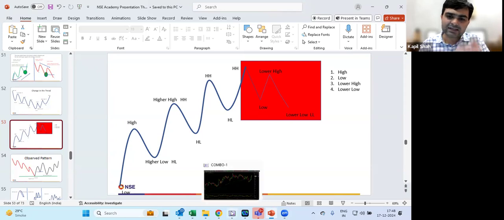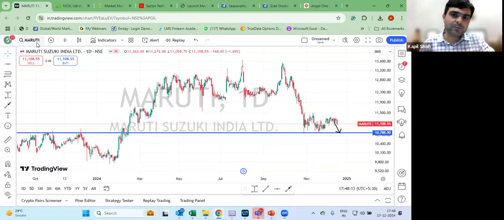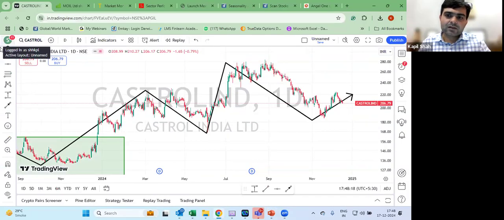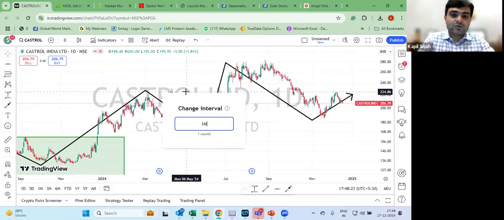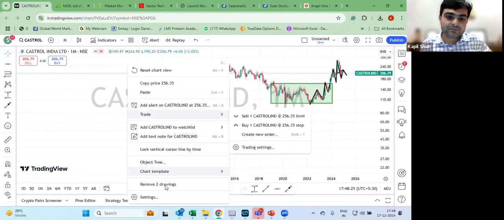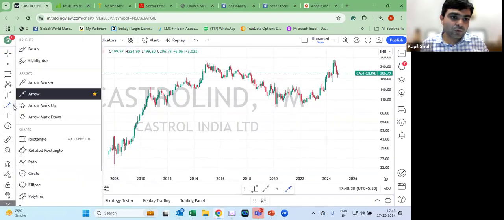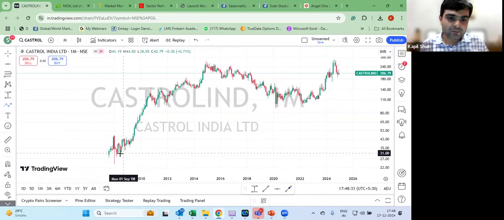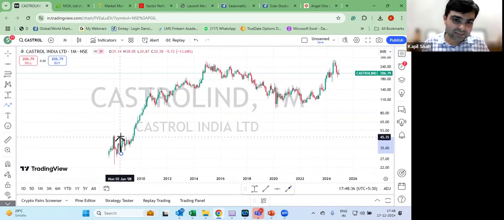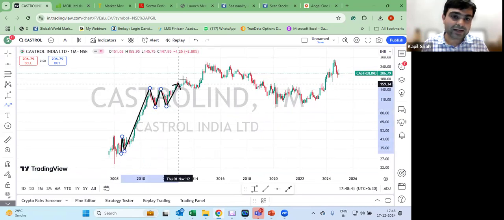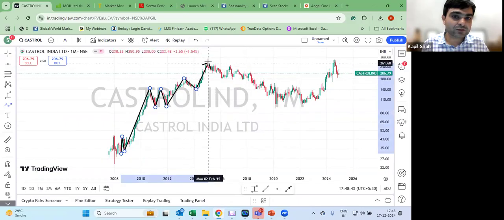Now, let's say I take the example on the higher time frame, some of the stocks that are on my radar. Let's say, for example, Castrol. I see that there is some sort of structural change happening on the higher time frame. So let's say this is my monthly chart. If this is my price since 2008, prices went up, came down, went up, came down. So my positive trend remained intact. I was under the positive trend.